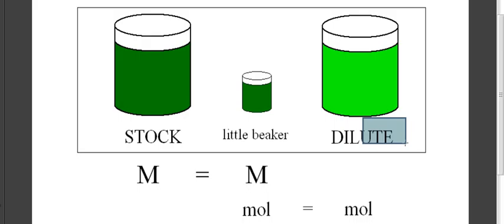Okay. Now, I did make a separate video explaining how to make a dilute solution from a stock, and I'll post that online as well. But I'll do my best here to explain it. All right. So describe how you prepare 7 liters of a 0.75 molar solution from a 2.25 molar stock solution.